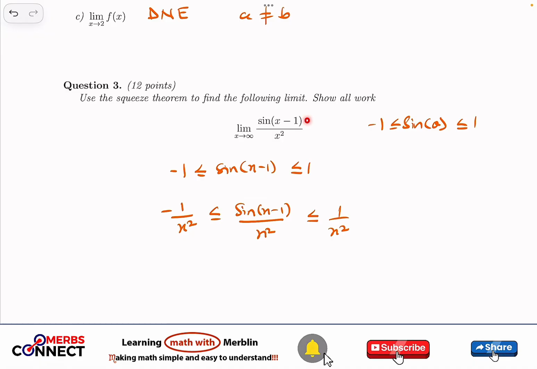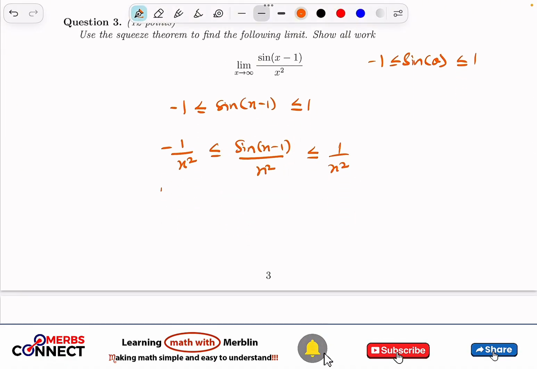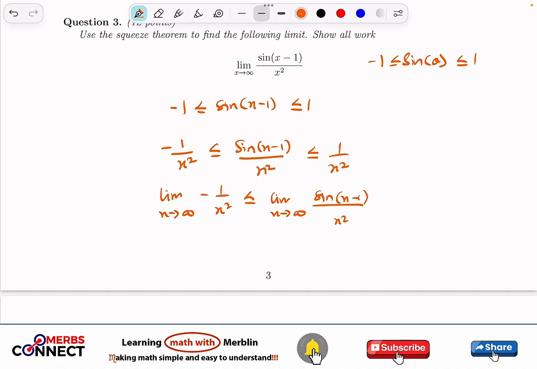Now, what we need to do is, now this function here is having limit as x is approaching infinity. So we need to have limit on this. And as I said, we should do to this and the same thing to this, anything that we are doing to this. So now this is going to give us limit x is approaching positive infinity minus 1 divided by x squared less than or equal to limit x is approaching positive infinity sine x minus 1 divided by x squared less than or equal to limit x is approaching positive infinity 1 divided by x squared.